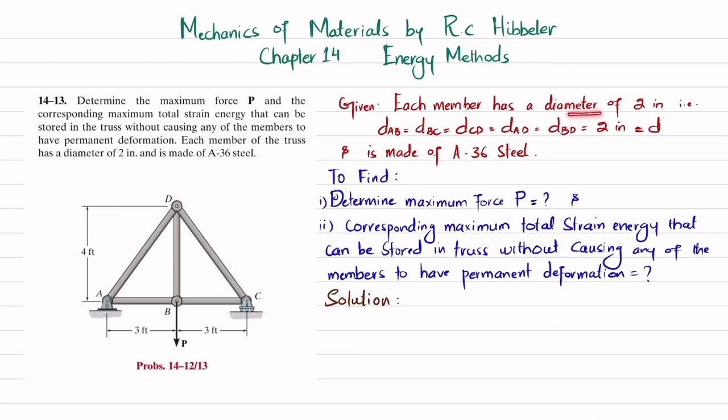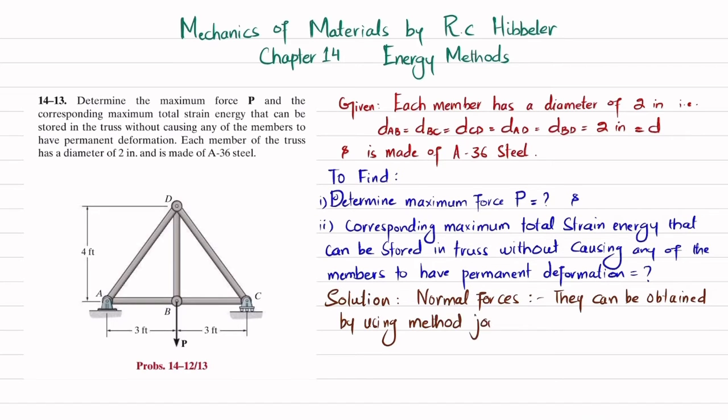Each member has a diameter of 2 inch. So you can see I have written all this, and it is equal to 2 inch, which is D, and they are made of A36 steel. So let's start with the solution. The first step is that we will find the normal forces in these members, and these normal forces can be obtained by using the method of joints. So we will apply the method of joints at various joints in order to find the axial forces.